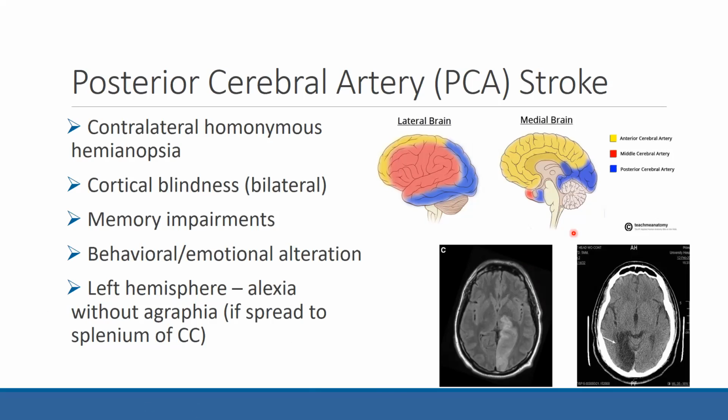One little note here: if you hit the left PCA and you also hit the splenium of the corpus callosum, you might get a rare syndrome of alexia without agraphia, which means that your patient can't read, but they can write. And so it can be really interesting. You can have them write a sentence for you and they can't read it back. They can write it perfectly fine. You take it away, you give it back to them, ask them to read what it says, and they can't read what they've written. It's just a disconnection syndrome, and it's a rare thing you get when you hit your left PCA and your splenium of your corpus callosum.